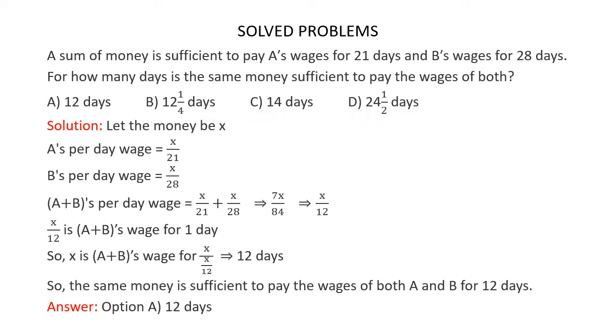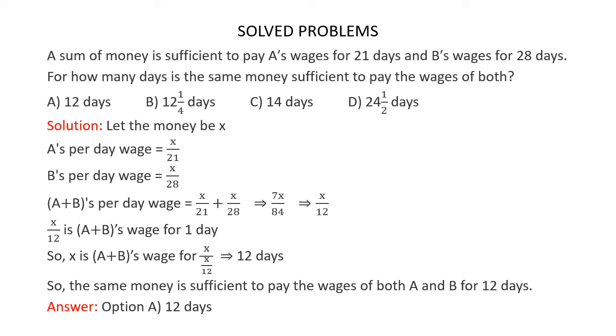Now here it's given a sum of money. So how much the money is, is not known. So let's assume that the sum of money is X. It's given that X is sufficient to pay A's wages for 21 days. So for 21 days, A's wages is X. So for 1 day, A's wage will be X by 21.